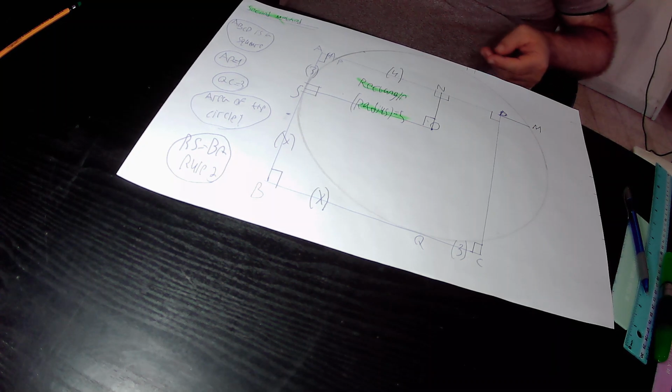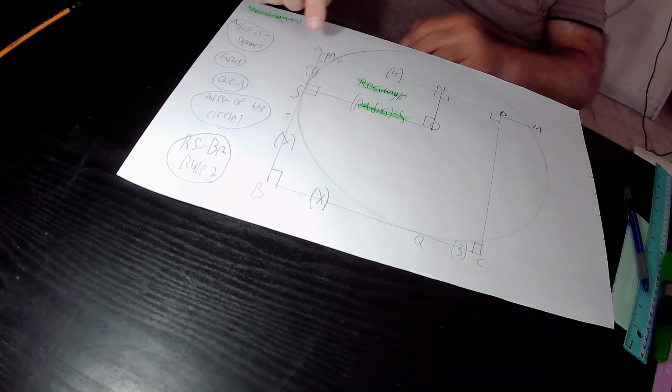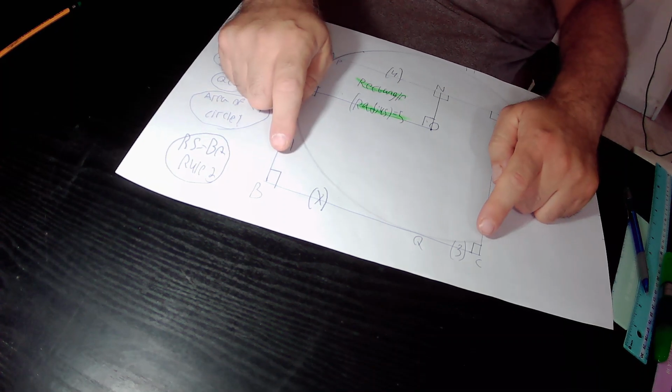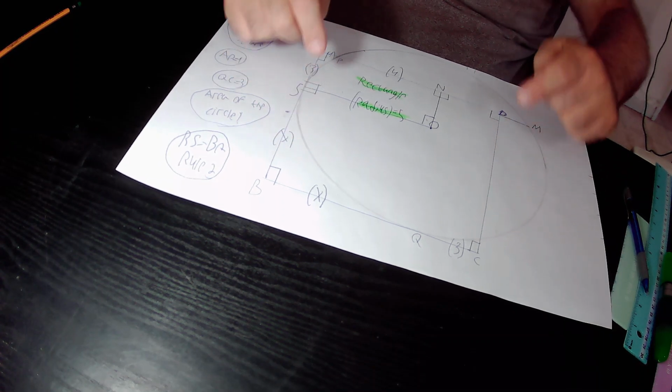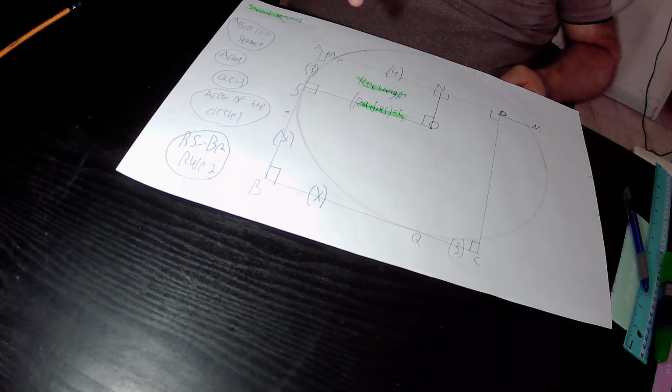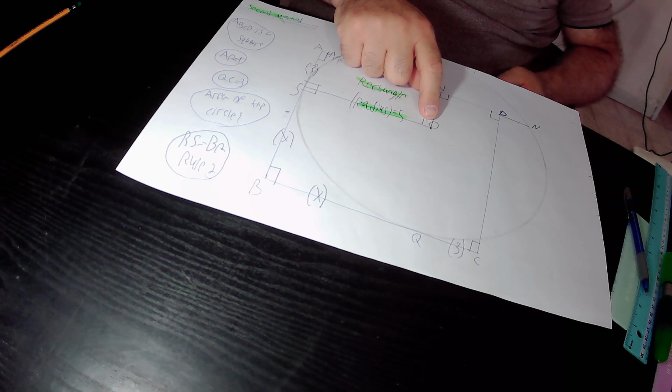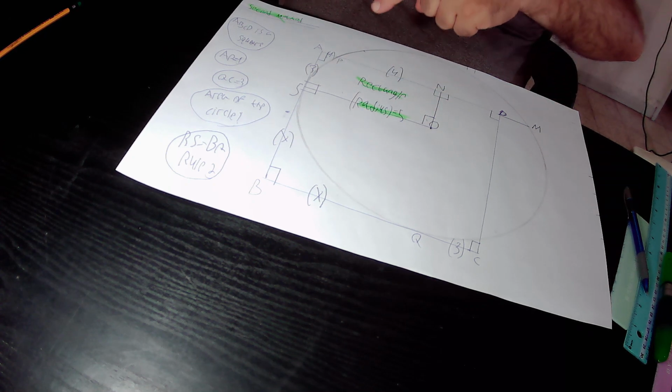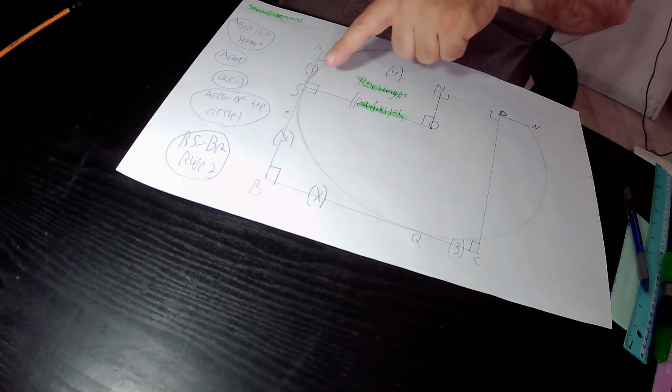So, first of all, we know that ABCD is a square, therefore all those four angles inside square ABCD are right angles. And in the next step, we define the center of this circle. This point is point O, and we define the point of tangency of tangent AB with this circle. This point is point S.